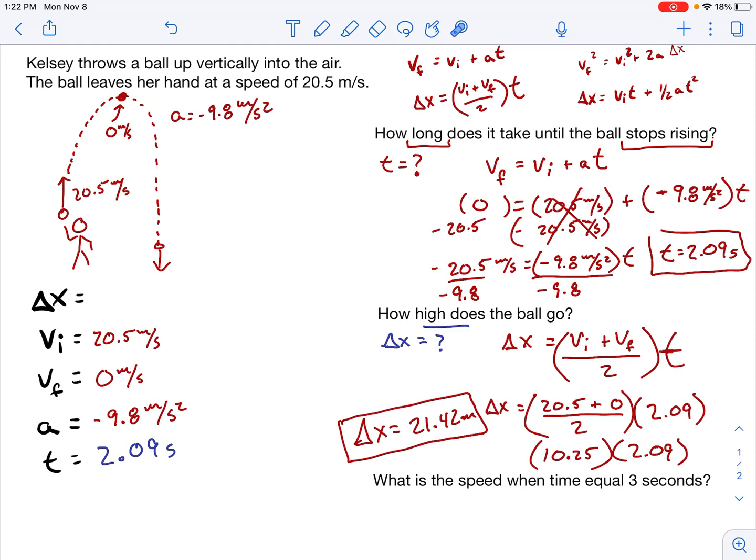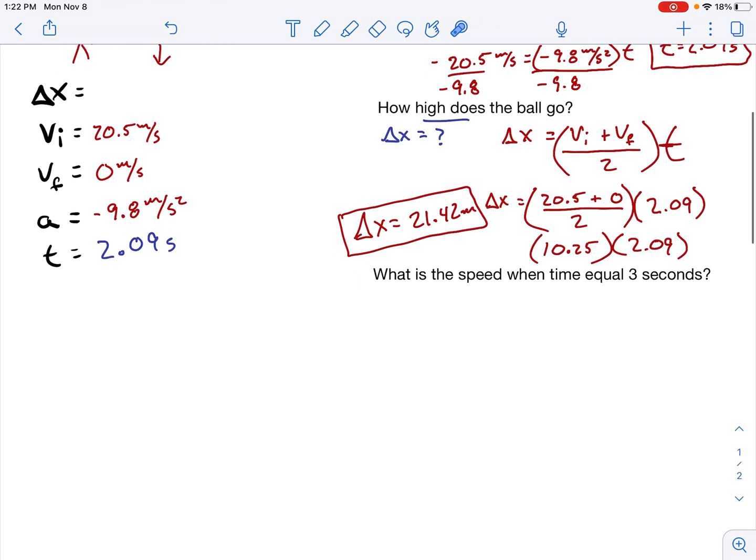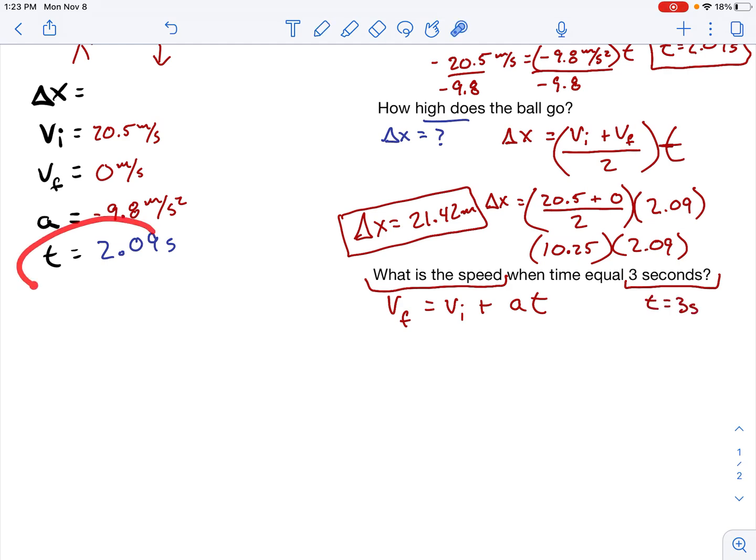What I would want to do is use this equation right here, same one we started with, V final equals V initial plus A times T. I'm going to write it down here just so you can see why that's beneficial for us. This question is asking what is the speed when the time equals 3 seconds. So in this case, we're going to use time equal to 3, not the one we calculated before, because remember, that was just to get to the tip top. And as long as you pay attention to your signs, life goes really smooth.